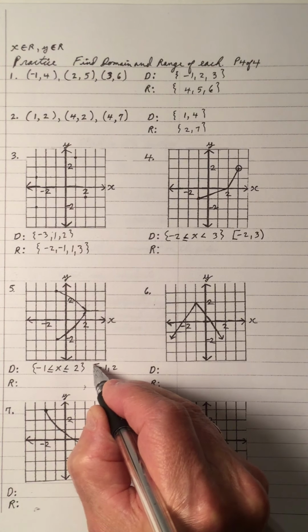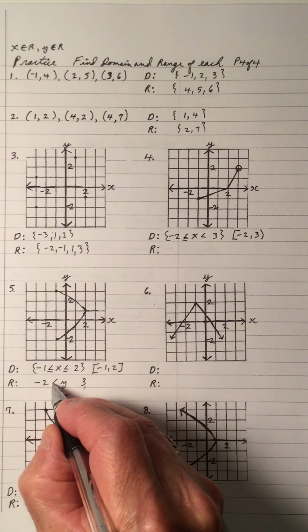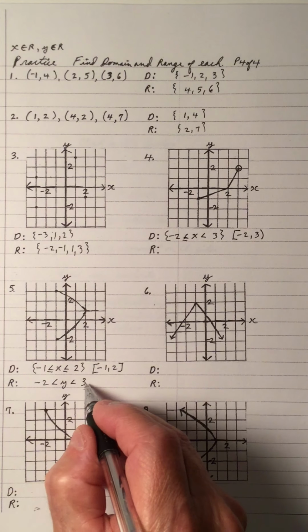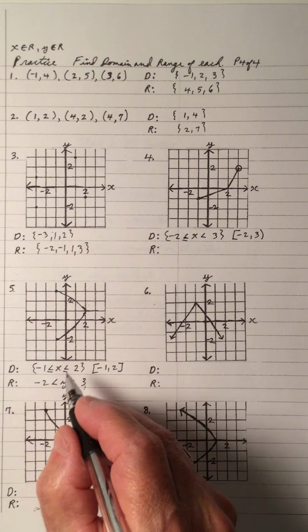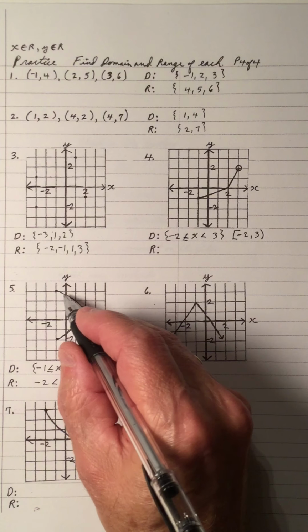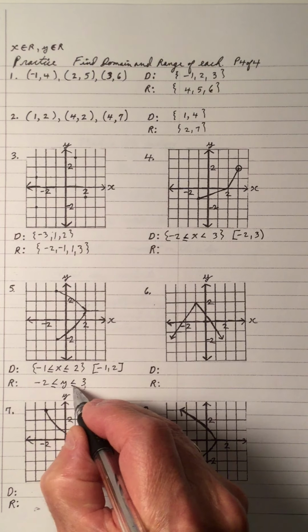And the range is the y values, and the y's go from -2 on up to a 3. So -2 to 3 with the y's. Again, less than, because -2 is less than 3. You've got to do 2 less thans. These are all included, because they're solid.